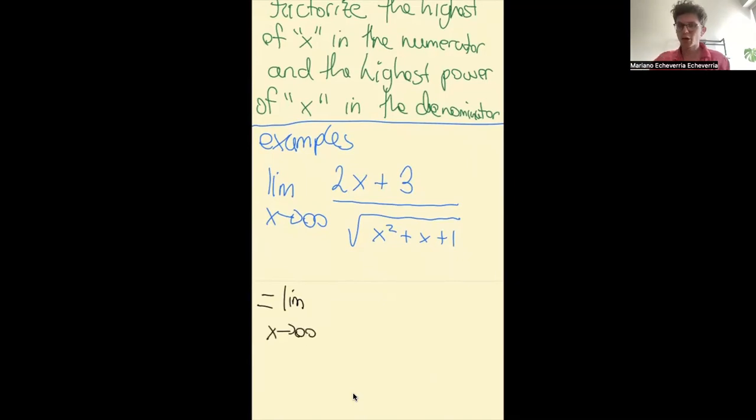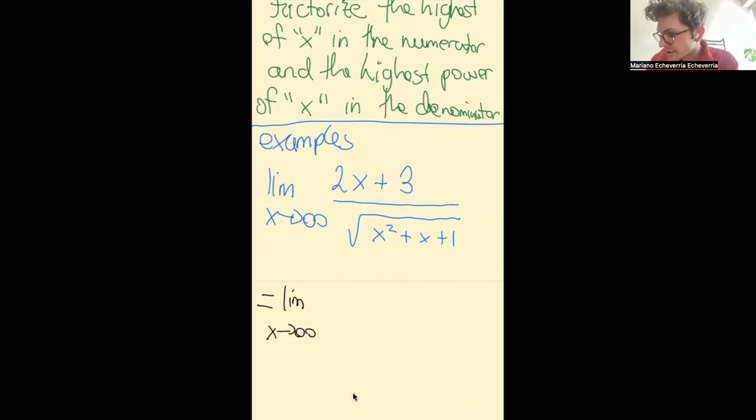Perfect. So the idea that you have to do here is to factor. So for example, when we look at the numerator, we want to factorize the highest power. The highest power is x. So we want to factor out an x from each term here. But that looks a little bit odd because there's no x in this side, right? So how can you factorize it?